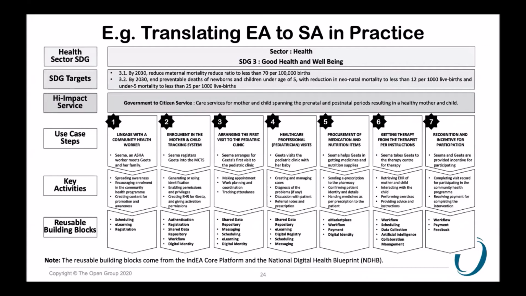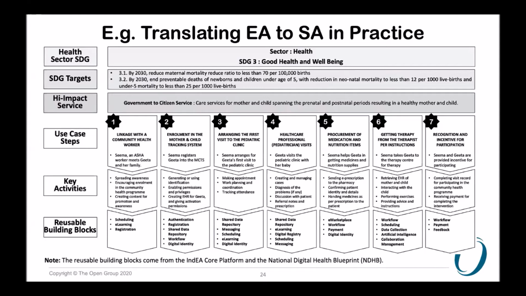Now, once the target is defined, remember that one of the layers of the National Digital Health Blueprint is services. So one of the high impact services to achieve that target, as an example, is a G2C service, that is care services for mother and child spanning the prenatal and postnatal period. That's the kind of service that is provided. The next two steps there, the use case steps and the key activities, are basically an elaboration of that service.